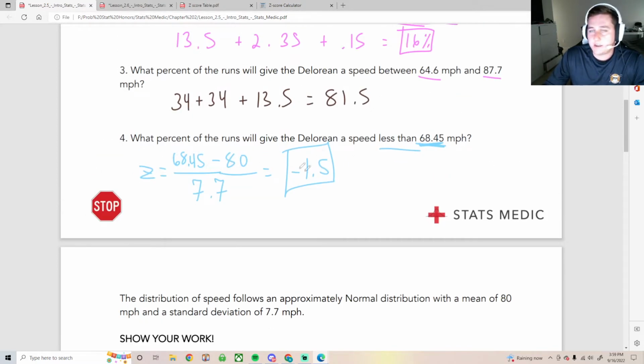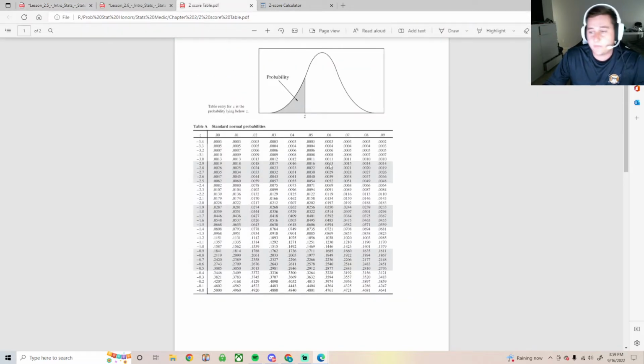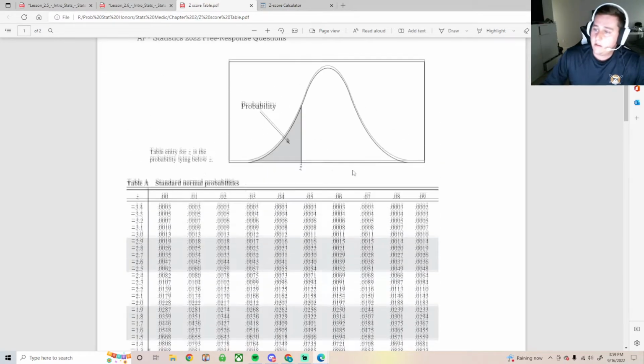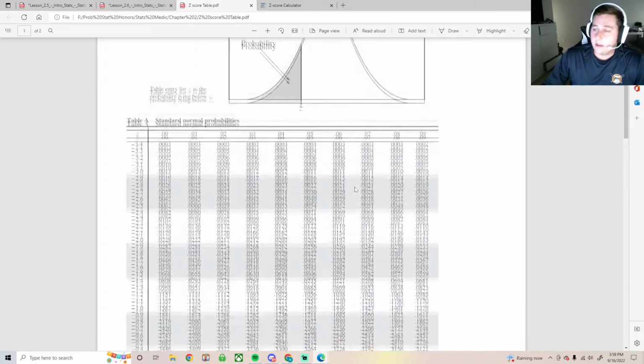But that is not a percentage. So what percent of the runs will give the DeLorean a speed of blah, blah, blah? That requires something like this. And this thing is gross. There's just no other way to put it.